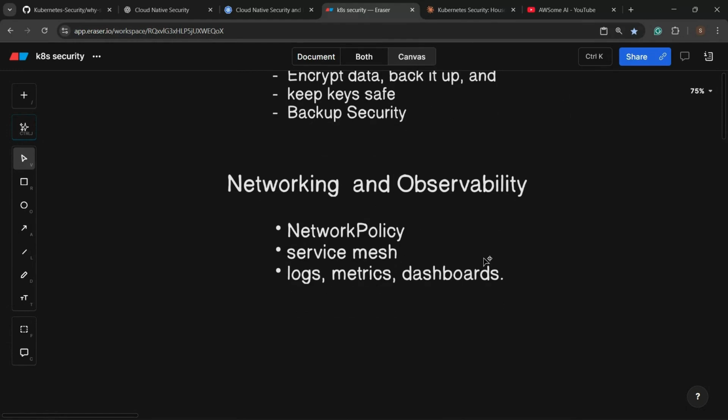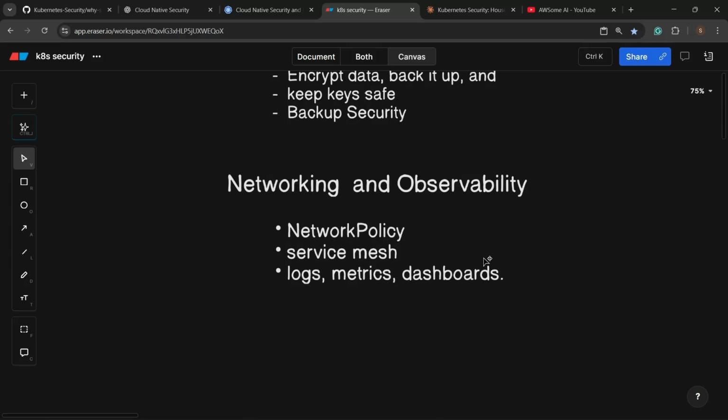So next is networking and observability. Security is not just about the four main phases of Kubernetes. It's about networking and observability also. By networking, we can describe the network policy, which means by default in our Kubernetes cluster, all the pods can communicate with each other. So with network policy, we can restrict that. We can say which pods can communicate with which other pods. Same with service mesh, which sets up secure internal communication.